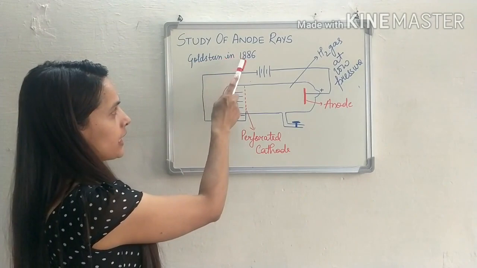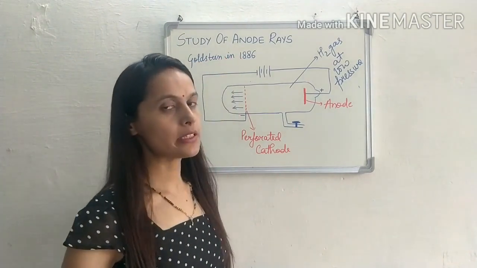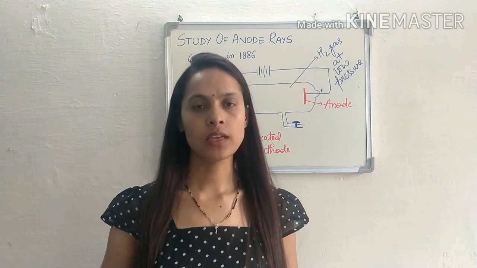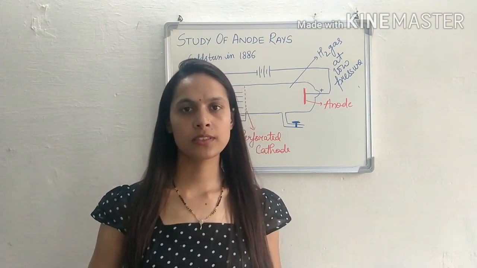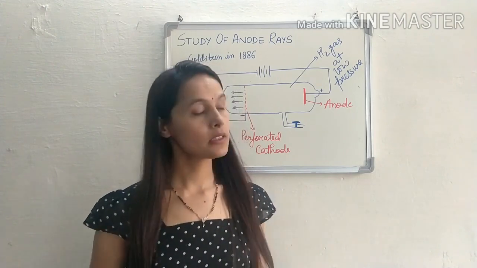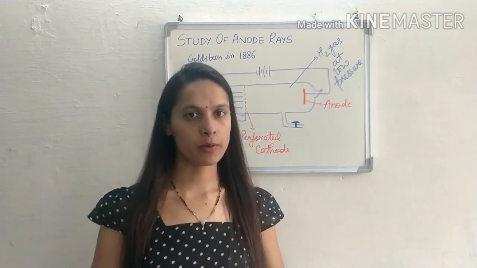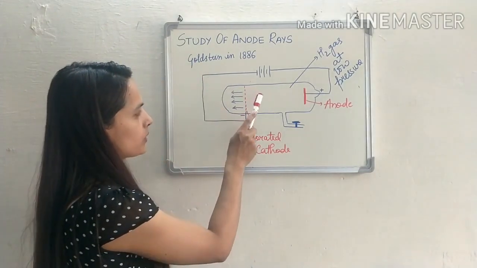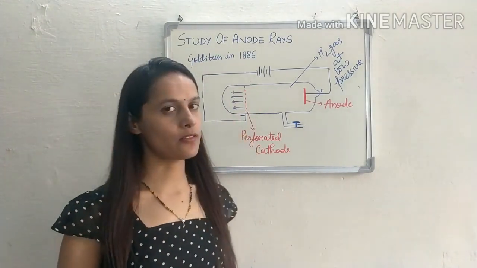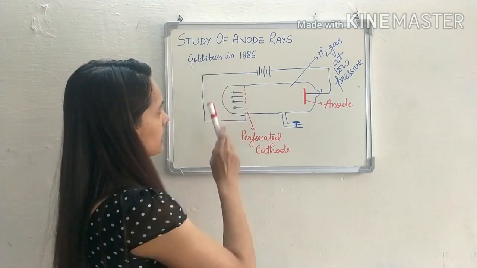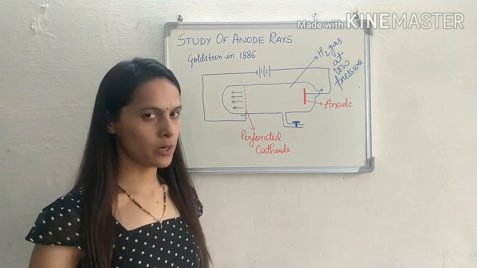Goldstein in 1886 performed a discharge tube experiment. The same discharge tube which was discovered by William Crookes. William Crookes performed the same discharge tube experiment for the discovery of cathode rays, and Goldstein performed the discharge tube experiment for the study of anode rays. So Goldstein in 1886 performed this experiment.